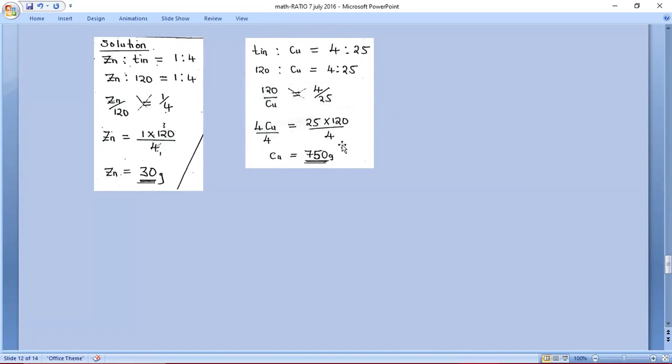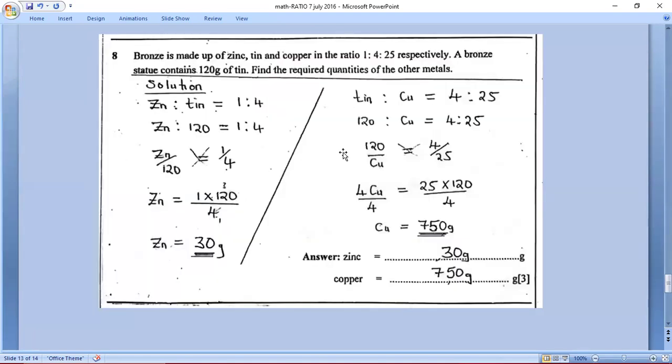Now, 4 into 4, 1. 4 into 12 is 3. So 30 times 25, you think about it as 3 times 25, which is 75. Add a 0, 750. Exactly what I had found mentally before. And that's how you do it. That's how you do your ratios, proportions. So these are the answers.